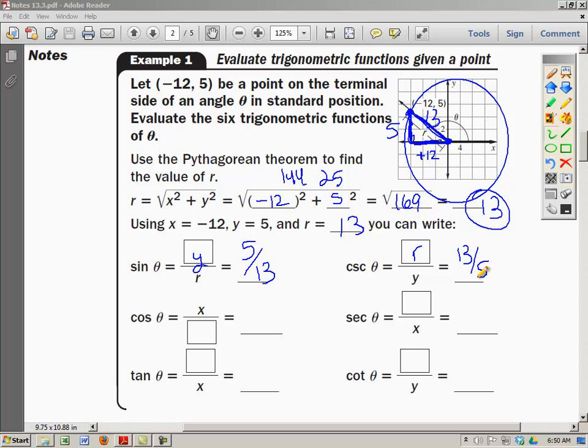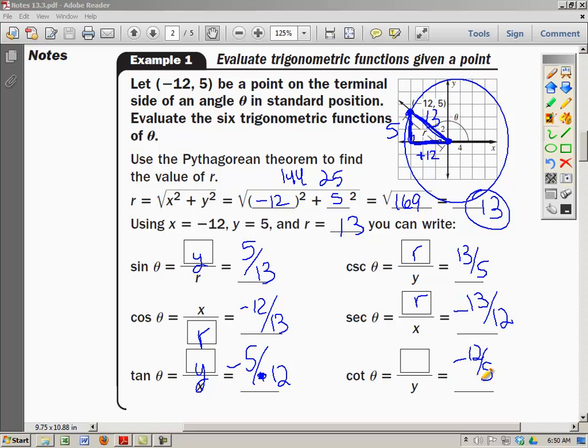The cosine of theta becomes x over the radius. Well, my x value is -12, and the radius in this case is 13. Okay, the secant would then be radius over x, which is 13 over -12, or simply -13/12. Finally, the tangent becomes y over x. All right, so it's y divided by x. In our case, my y value is 5, my x value is -12, and so instead of saying 5 over -12, I'm just going to say -5/12, and then the reciprocal of that is -12/5.